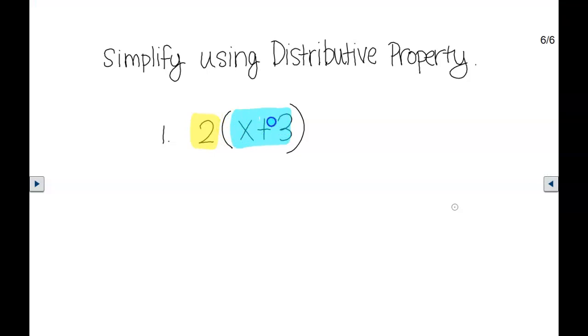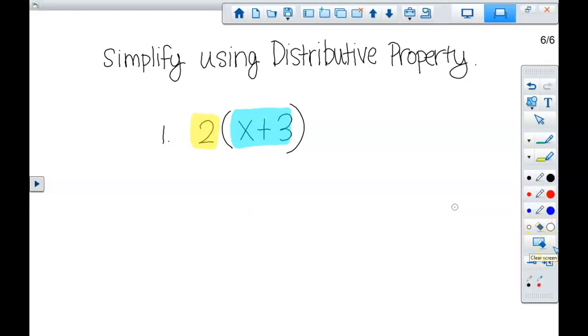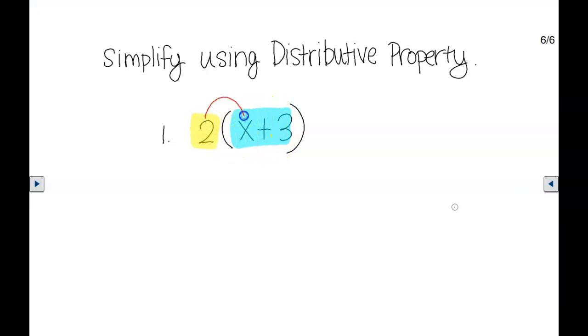x plus 3. Now notice, I couldn't do order of operations on this. I can't work out the group because I don't know how to add x plus 3. Okay? What the distributive property tells me I can do here, though, is that to multiply this 2 by this entire group, x plus 3, I can distribute the 2. I can multiply that 2 by each member of the group. So I can do 2 times the x. I can do 2 times the 3. And then I can add those together.